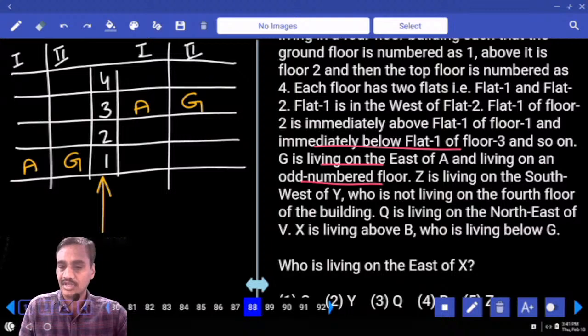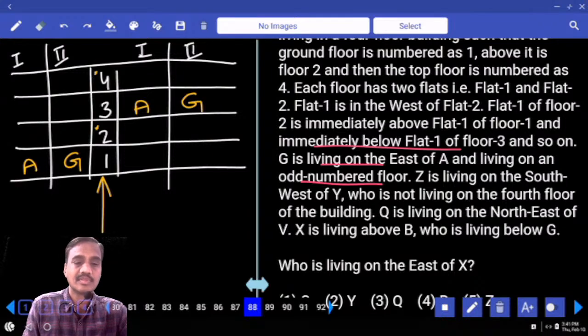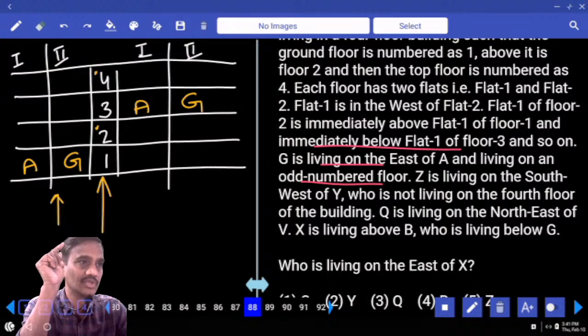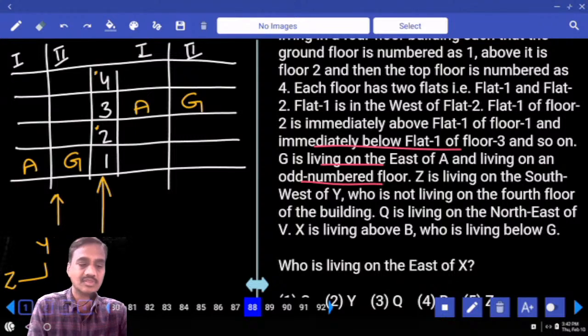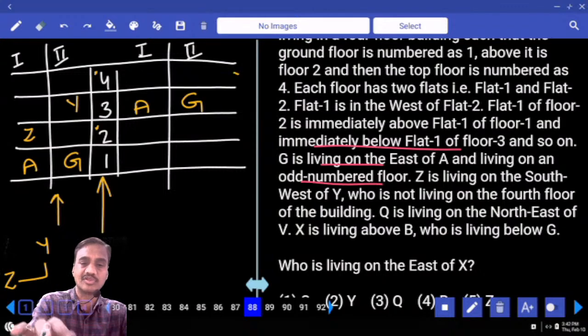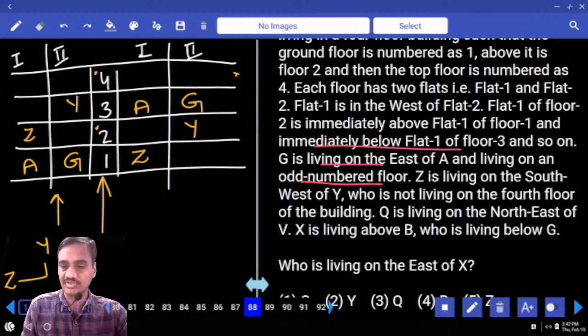Z is living on the southwest of Y. Y is not living on the fourth floor of the building. Can Y be on the second floor? First, let's talk about this case. In this case, can Y be on the second floor or not? Suppose Y is on the second floor, and Z is living southwest, so it would be like this. Is there a chance? No. Hence Y cannot be on the second floor. Hence Y must be here and Z must be here. Is that right? And again in this one, Y cannot be here. Hence, Y must be here. Z is at this place. Z is to the southwest of Y.